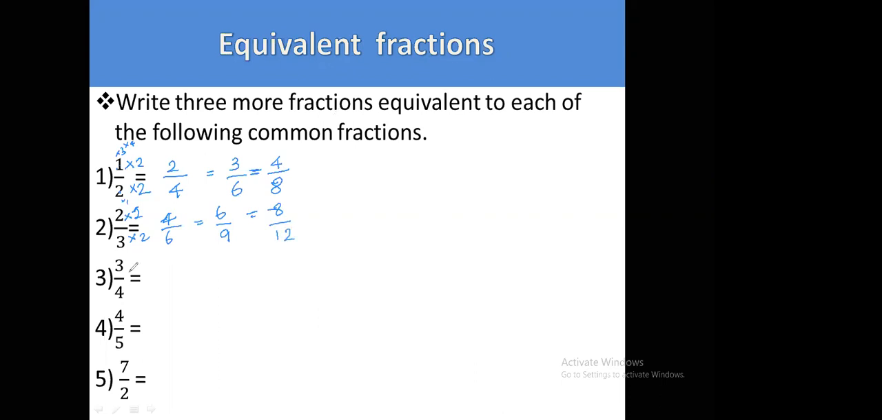I haven't finished writing. All right. 5 times 3, 15. 5 times 4, 20. If I multiply this by 6, 6 times 3, 18. 6 times 4, 24. 7 times 3, 21. 7 times 4, 28. Like that, from any number, both numerator and denominator, you can multiply and you can get the same answers.